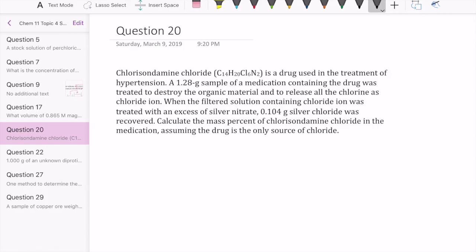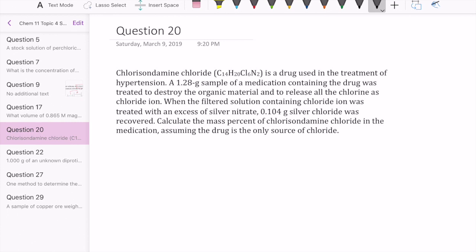Okay, let's take a look at question 20 in topic set 4. This question is a bit of a longer one. It says you have a compound called chloride chloride, and it gives you the formula there. It says this is a drug that's used in the treatment of hypertension, and you take 1.28 grams of this drug and you destroy all the organic material in there and release all the chlorine.